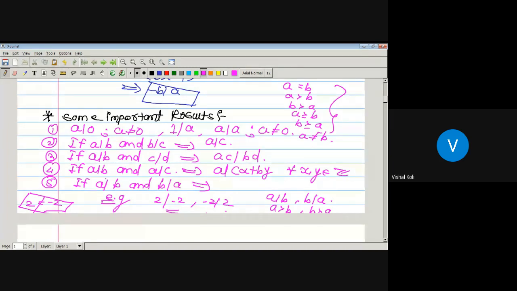If A is not equal to B. Take the same integers 2 and 2. A is equal to 2 and B is also 2. Then 2 divides 2 and 2 divides 2. Then A must be equal to B.